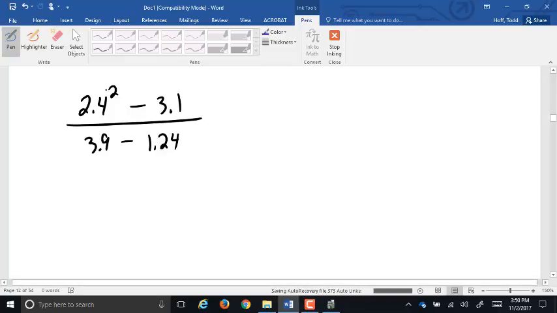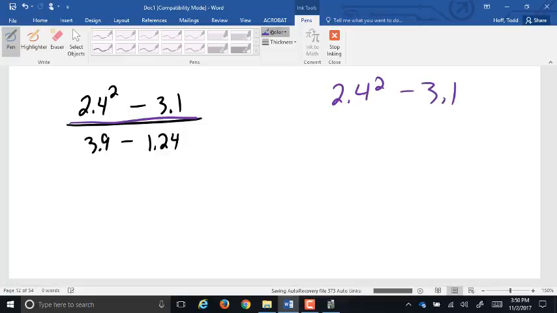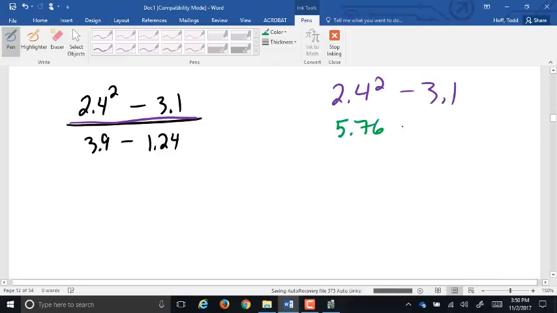So to solve this, we got to do everything on top first. What's our first step on top there? The exponent. So 2.4 squared is 5.76. Good. Then what? Subtract 3.1, which gives us 2.66. So the top becomes 2.66.